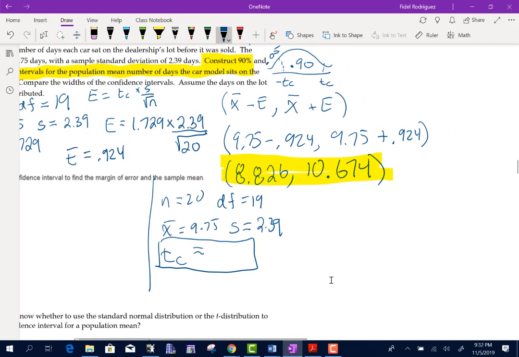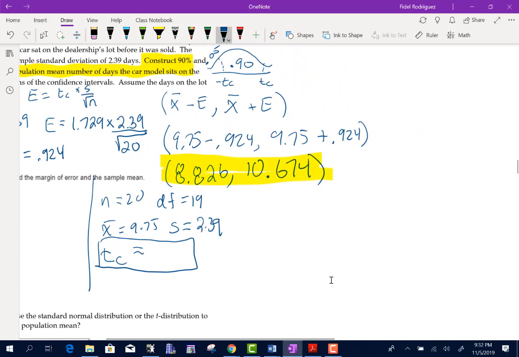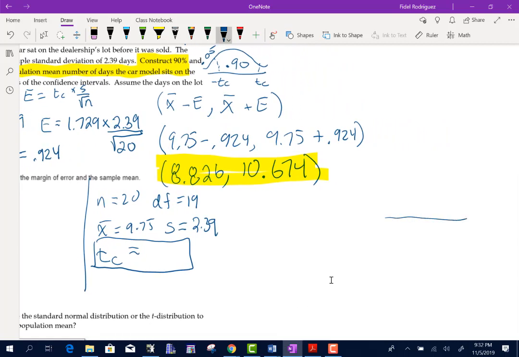So guys, think about it this way. If we're looking at a 95% area, negative TC here, positive TC here. If the area on the inside is 95%, that tells me that I have 5% left for the two sides, right? So if I have 5% left for the two sides, how much would have been on the left side? 0.025.